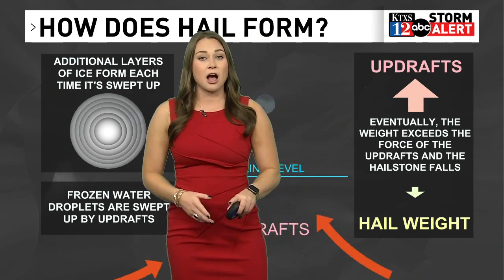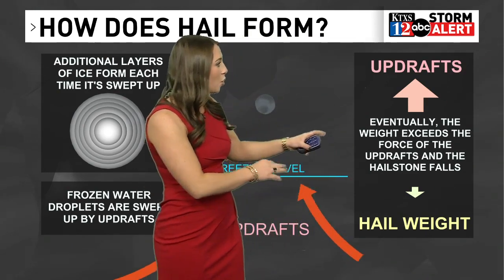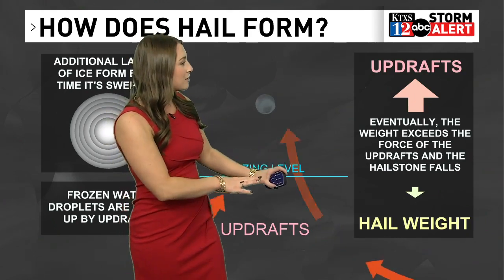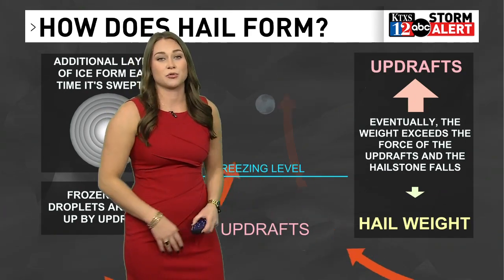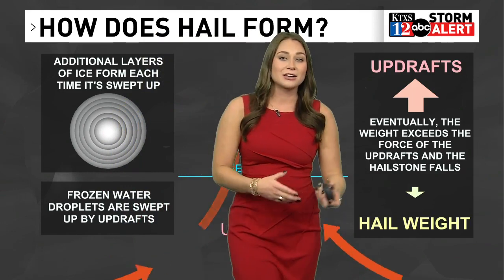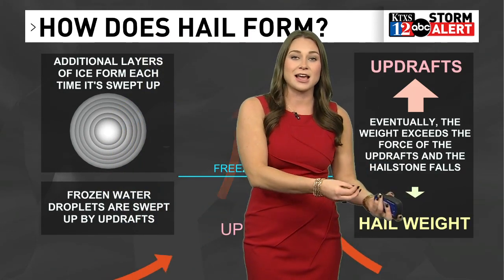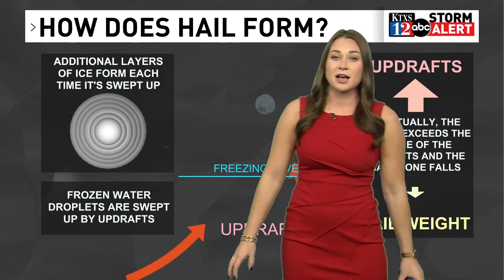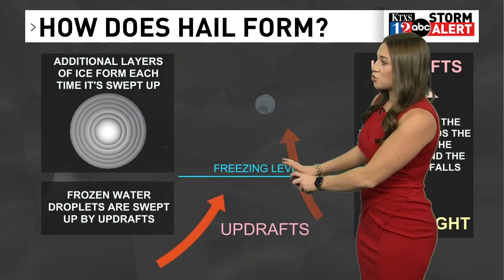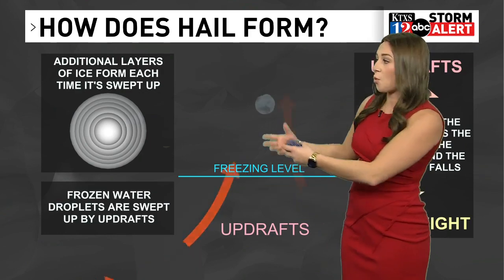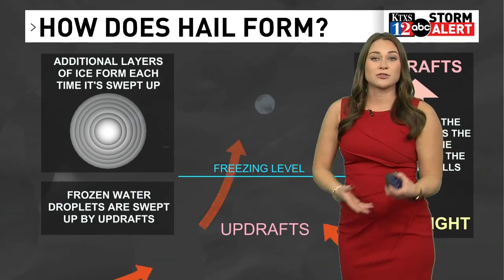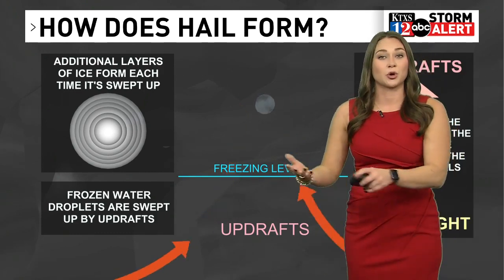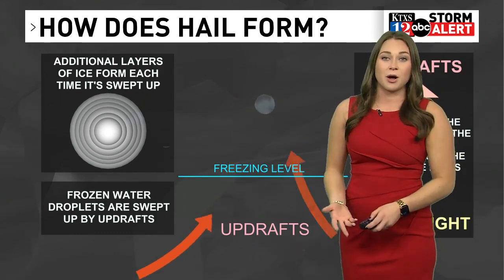Now eventually these updrafts will not be strong enough to hold that hail there, so the force of the updraft is exceeded by the hailstone weight, dropping it down to the ground. Now I once was asked why in a storm sometimes there are certain areas that get very small hail and other areas that get very large hail, and that's because once again that updraft can be stronger in certain parts of that storm. So one updraft could only be strong enough to hold pea-size hail, while another updraft could be strong enough to hold grapefruit, baseball, or softball size hail.